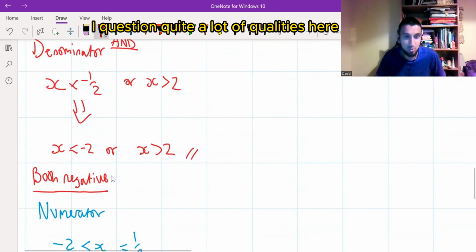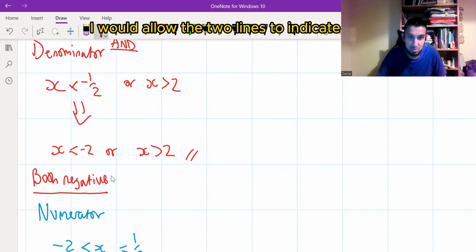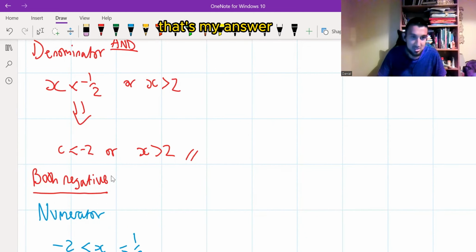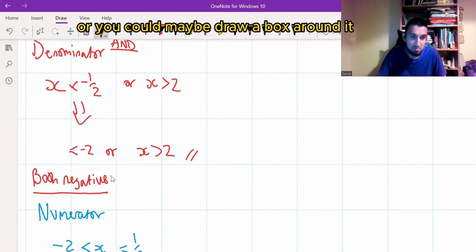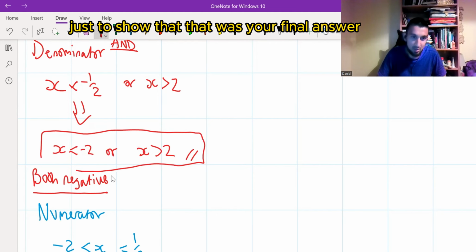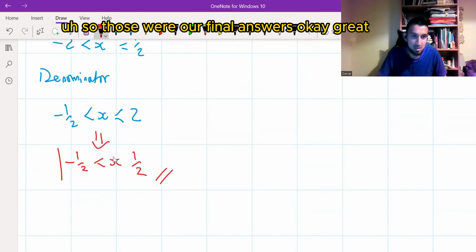I've written quite a lot of inequalities here. So if I were you in the PAT, I know I put 2 lines there to indicate that's my answer. But you can either write it again, or you could maybe draw a box around it just to show that that was your final answer. So those were our final answers.